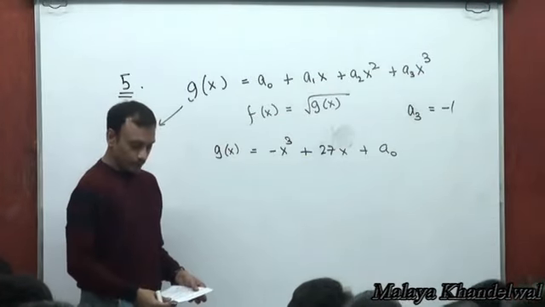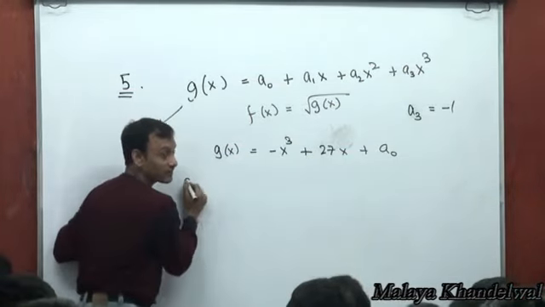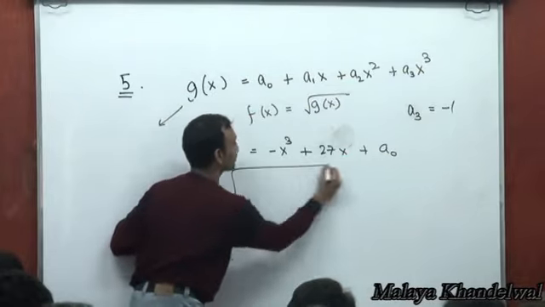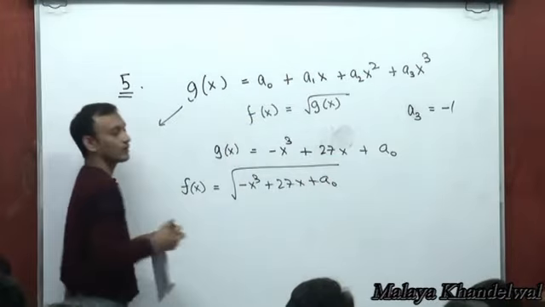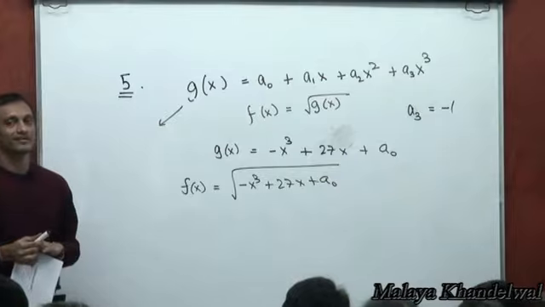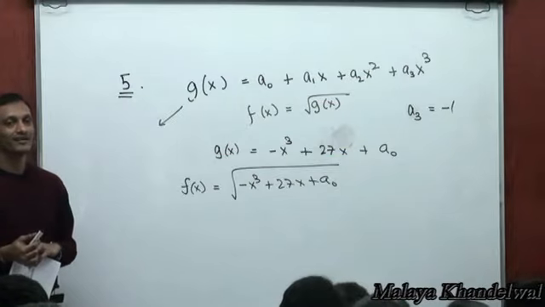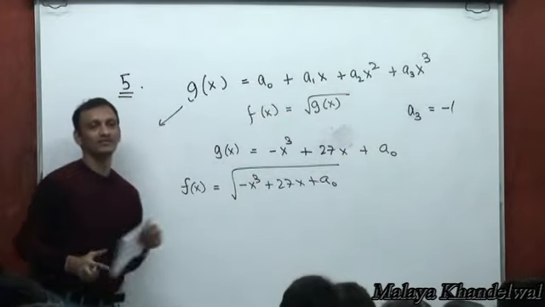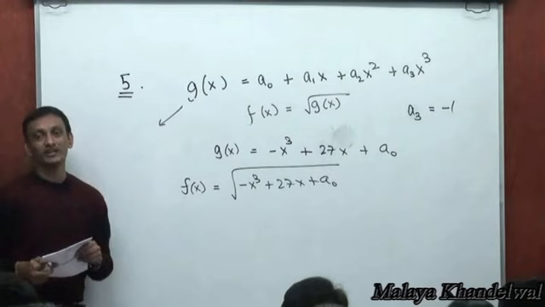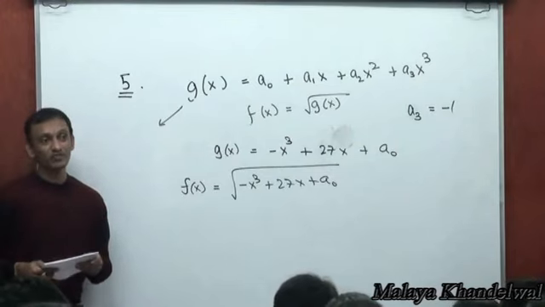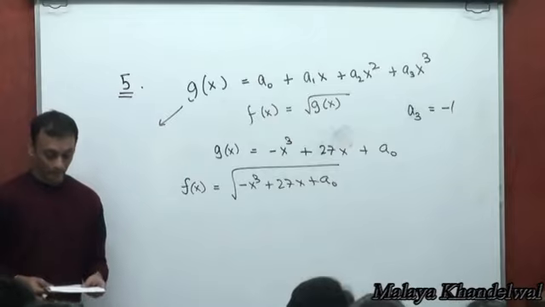Now, what about a naught? Come down to this f(x). This should be greater than 0. Can you then figure out the range of a naught? You can figure out the range of a naught from the rest of the conditions. Are you there with me? Right?